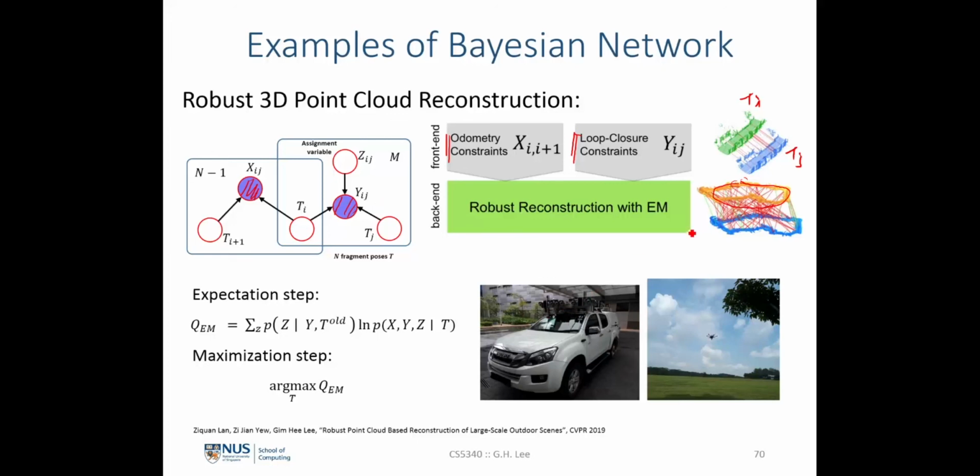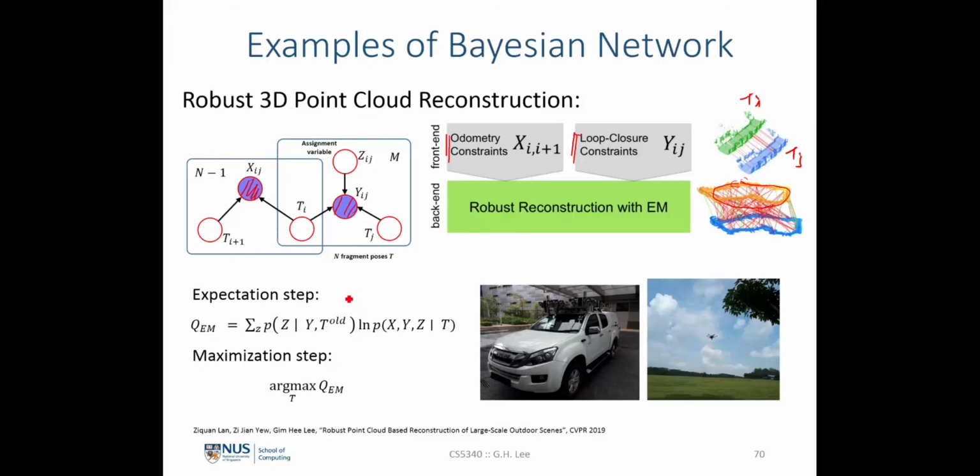In the case where there is a loop closure error, there is a possibility that this measurement, the loop closure constraint, could be wrong. So we add an additional assignment random variable here, to say whether this is a correct or a wrong measurement. If it is a wrong measurement, we want to disable it, and if it is a correct measurement, we want to enable it. Hence this can be formed as a graphical model here.